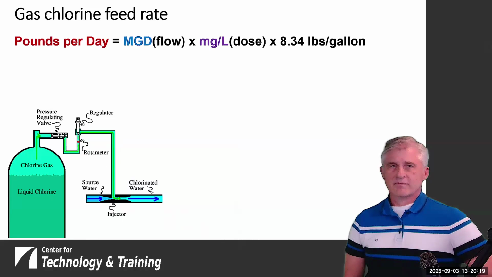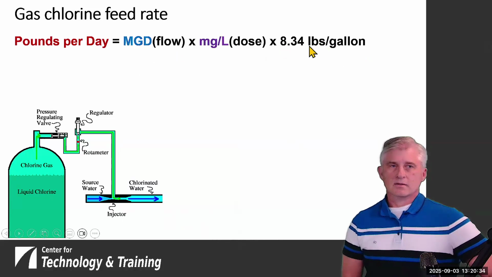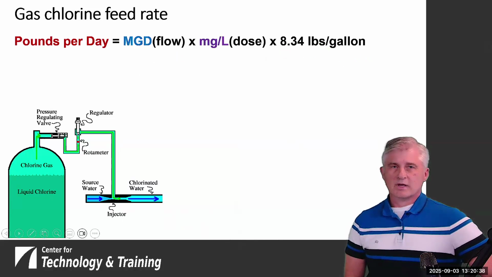So from this, if we want to know what our feed rate needs to be in pounds per day, we take our 1,000,000 gallons per day, or our flow, we multiply it by our dose and by the weight of water, 8.34 pounds per gallon, and that'll give us the number of pounds per day.